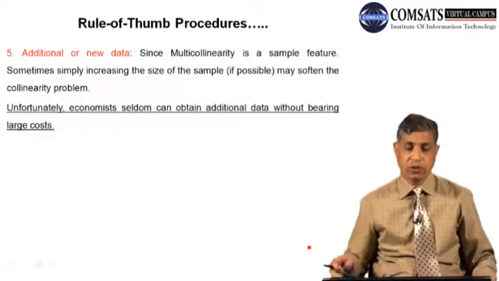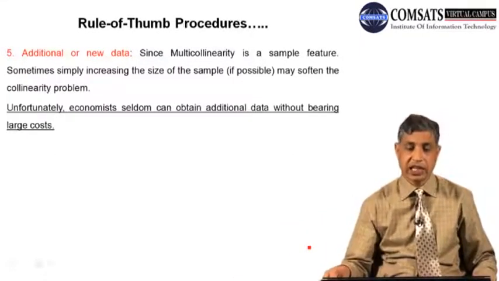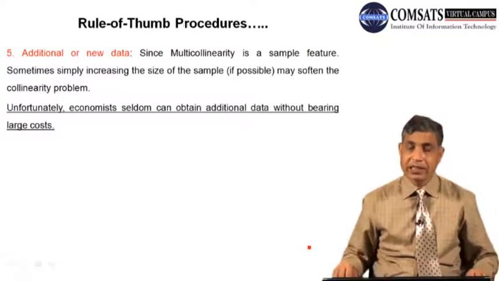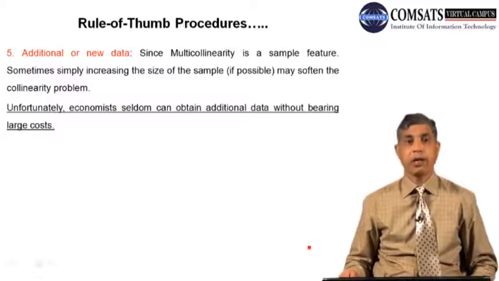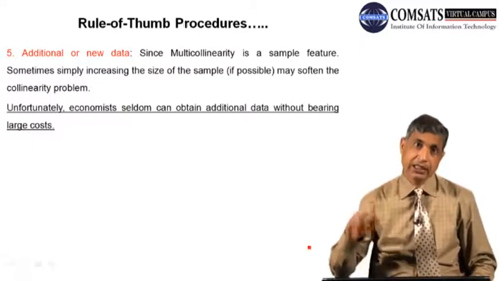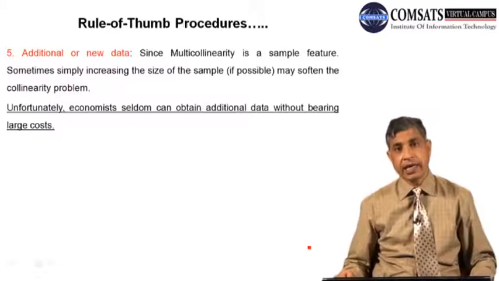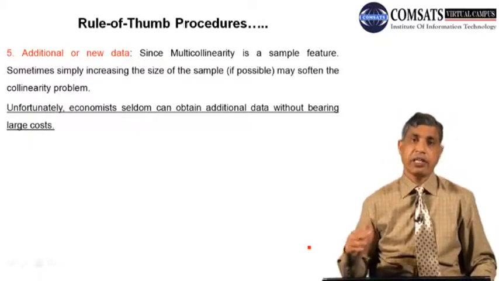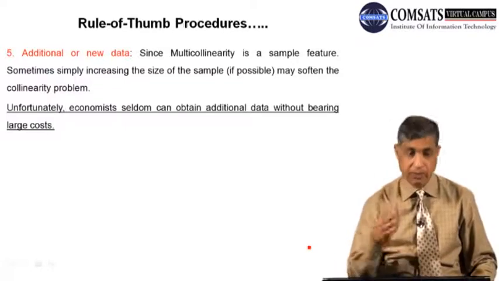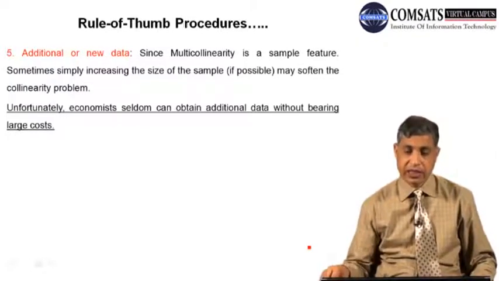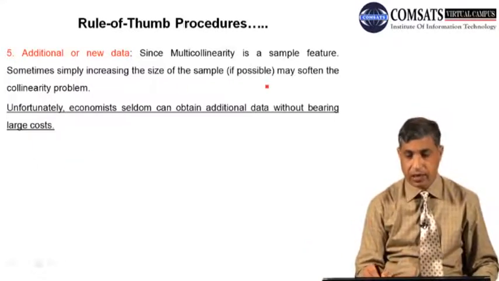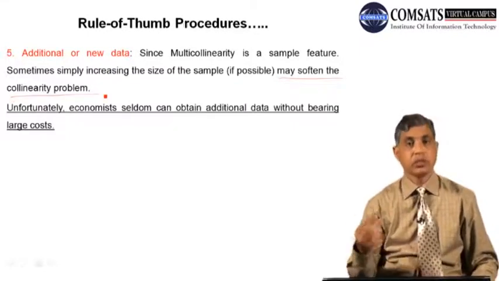The other rule of thumb that is very easy is additional or new data. Bring more data, because multicollinearity is a problem of the sample, and as the sample increases, as I repeatedly said, many of the problems are solved, and this problem is also solved. But sometimes increasing the size of the sample may soften the collinearity problem.